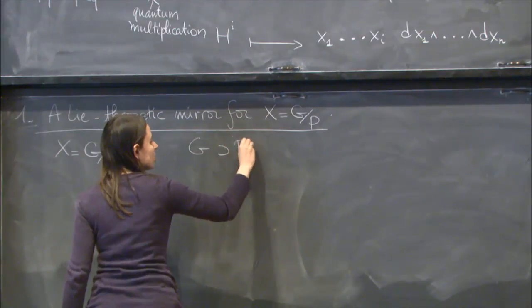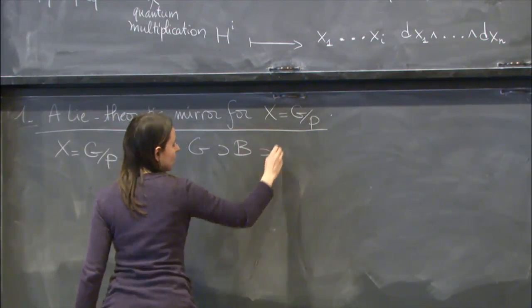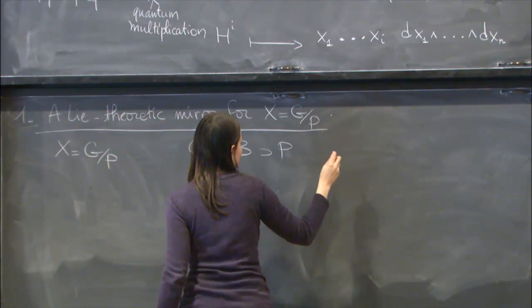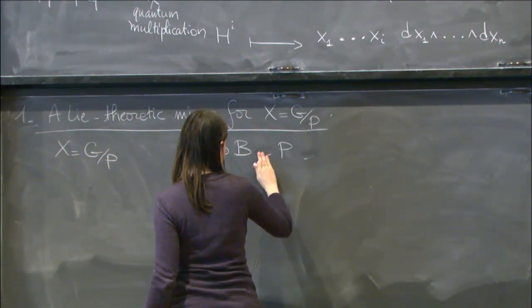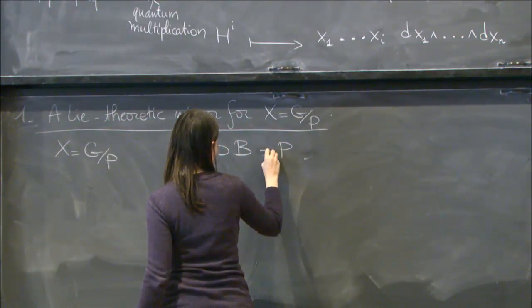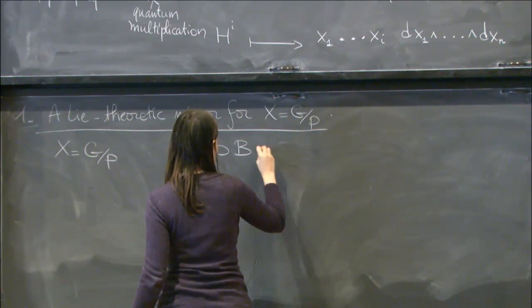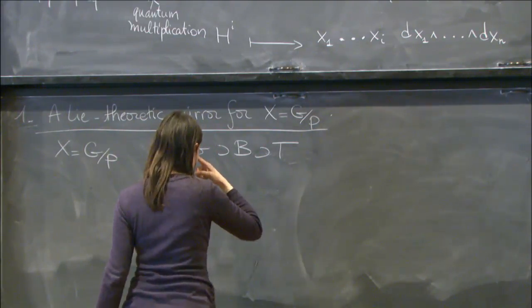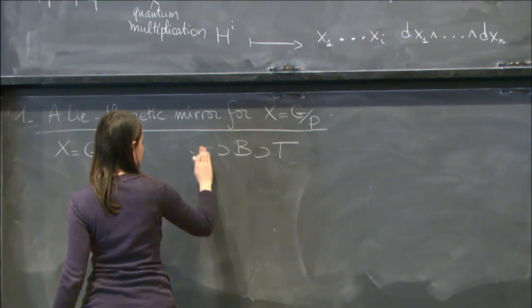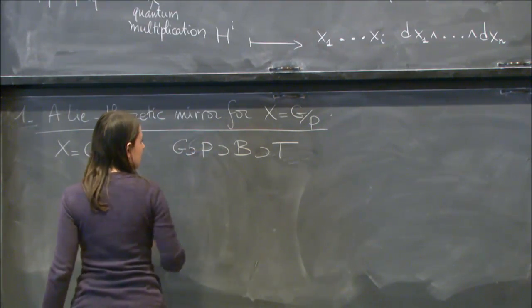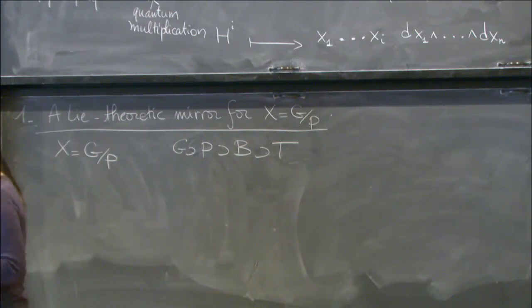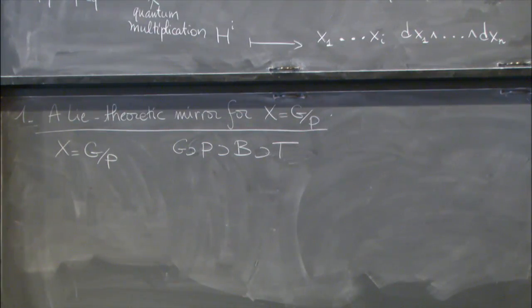So you take the usual Borel, the maximal torus, and the parabolic. Okay, so that defines, well, everything we need to be able to talk about Schubert cells.